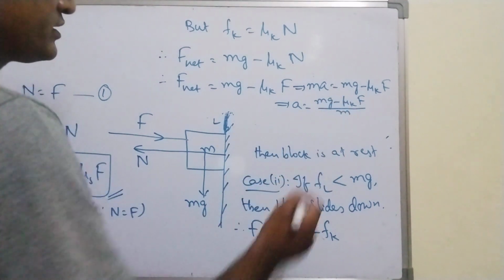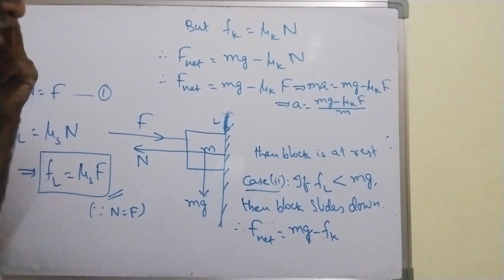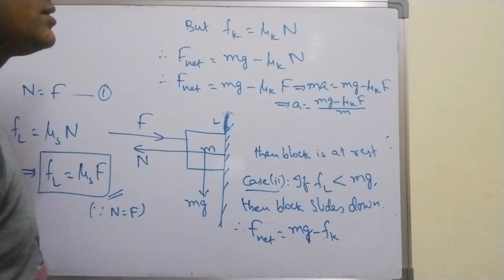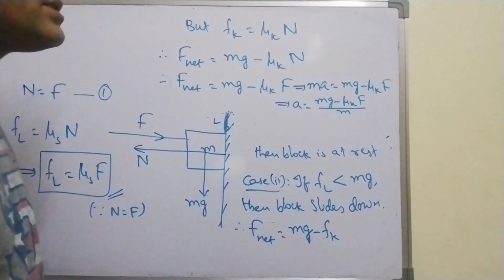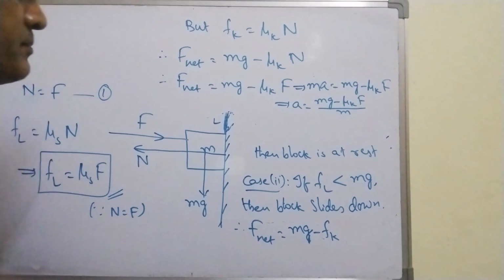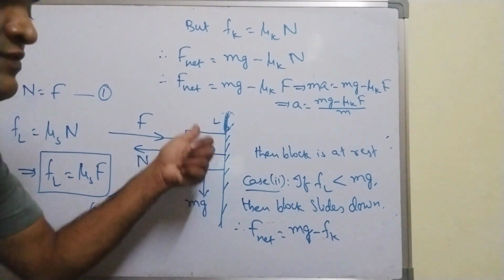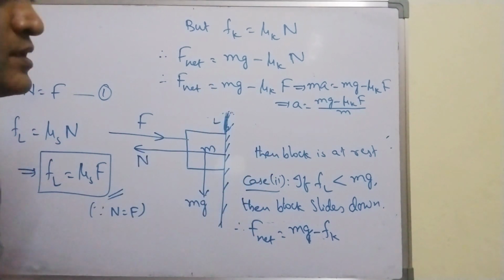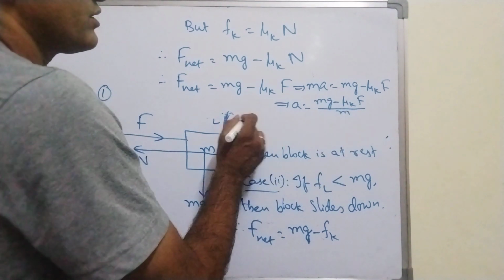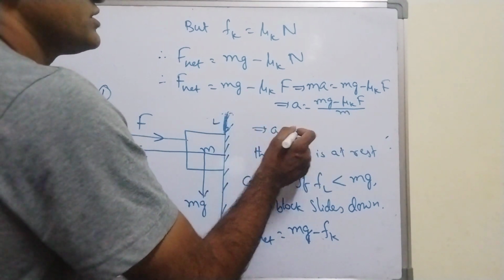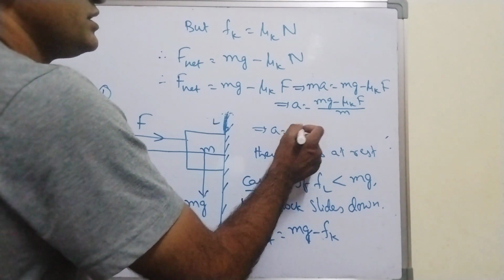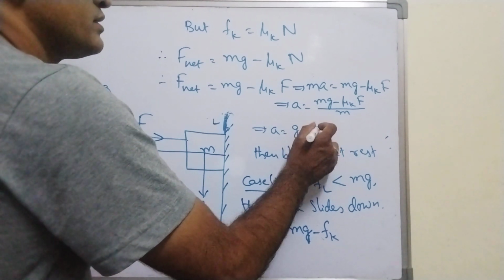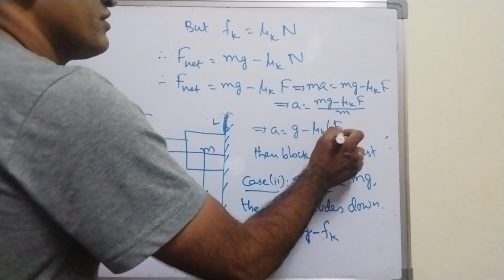I think what I have asked, I did not ask for force, I asked for acceleration. Anyway, acceleration you can find out from this. A is equal to (mg minus mu k into F) by M. With what acceleration does the block slide down, if at all it slides? So this is the formula. Finally, what I got is acceleration is equal to mg by m and g minus mu k into F by m.